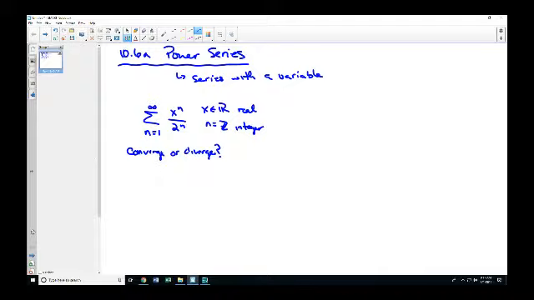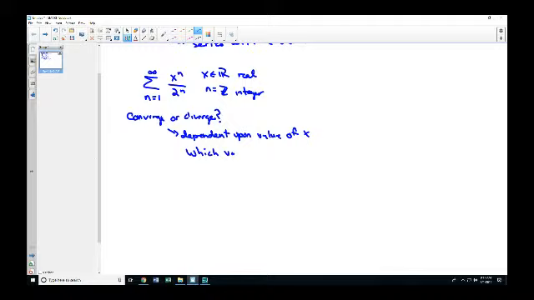Okay, the thing about power series is they can converge or diverge depending upon the value of x. Okay. So if I plug a 2 in there for x, the series might converge, whereas if I plug a 10 in, the series might diverge. So we have to determine where it diverges or converges. So we're going to figure out what x values this converges for. This is the easier way to put it. So which values of x force convergence? That's our real big question.